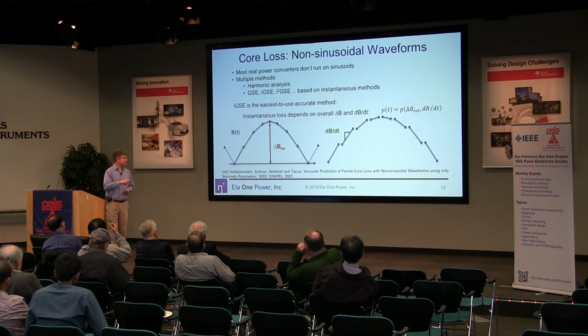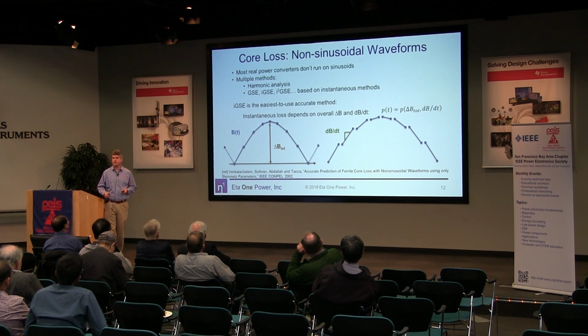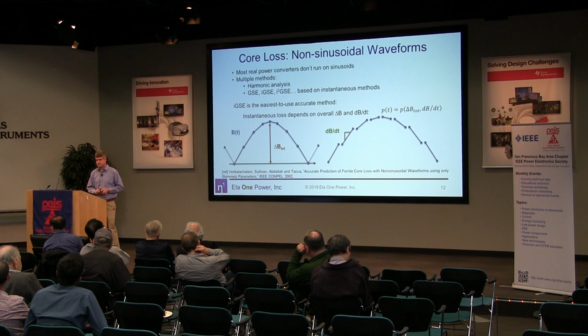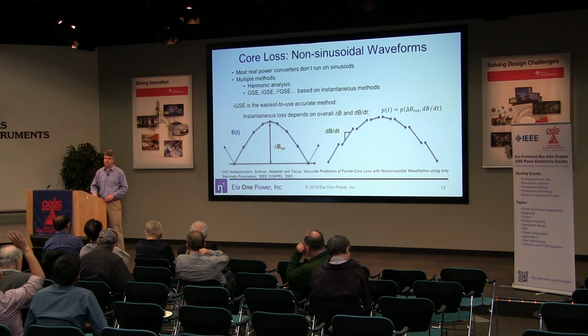So then that means that the instantaneous power, or this iGSE method, which is a good compromise between being easy to use and quite accurate, takes each chunk here, so that the instantaneous power dissipation during that chunk of time is a function of both the overall amplitude of the waveform times the dB/dt, or the derivative of the flux density, over that segment. Do you incorporate this and use it quite a bit? Yeah, so that's what we do to look at any arbitrary waveform.